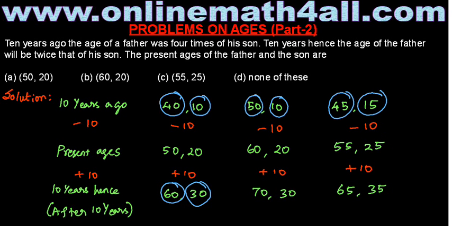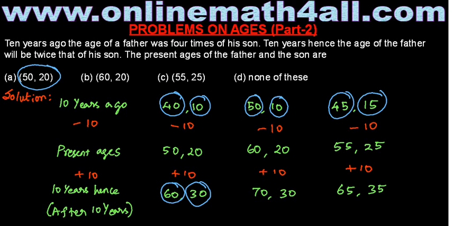So both the conditions, the condition 1, 10 years ago the age of a father was 4 times of his son, the second condition, 10 years hence the age of the father will be twice that of his son, are satisfied only by option A. So option A is the correct answer, that is 50, 20.